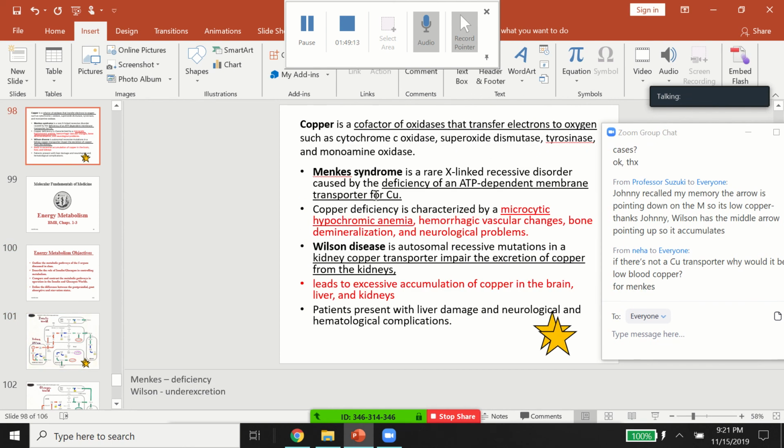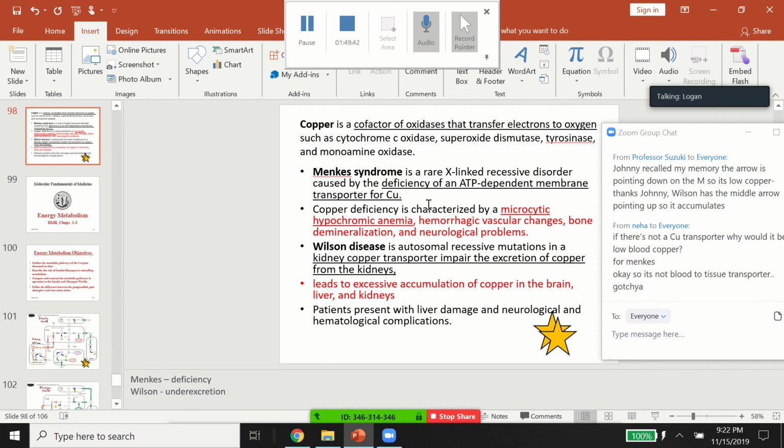Yeah. So Minky, you have a deficiency of ATP-dependent membrane transport. The thing she doesn't really mention is where this transporter is. I'm assuming it would probably be in your intestines, so that you don't absorb copper. So I would say that's probably why you have low levels of blood copper, because you don't actually absorb enough copper. That'd be my best guess.